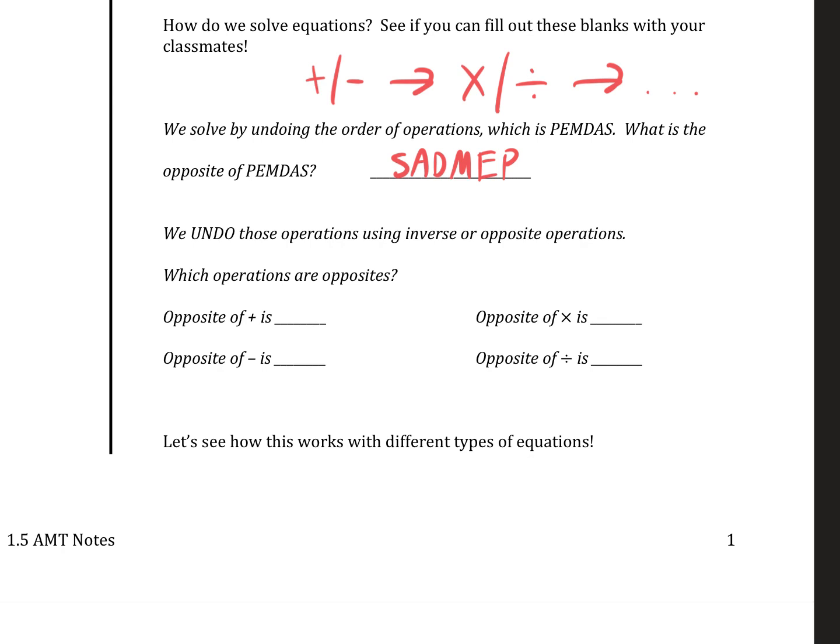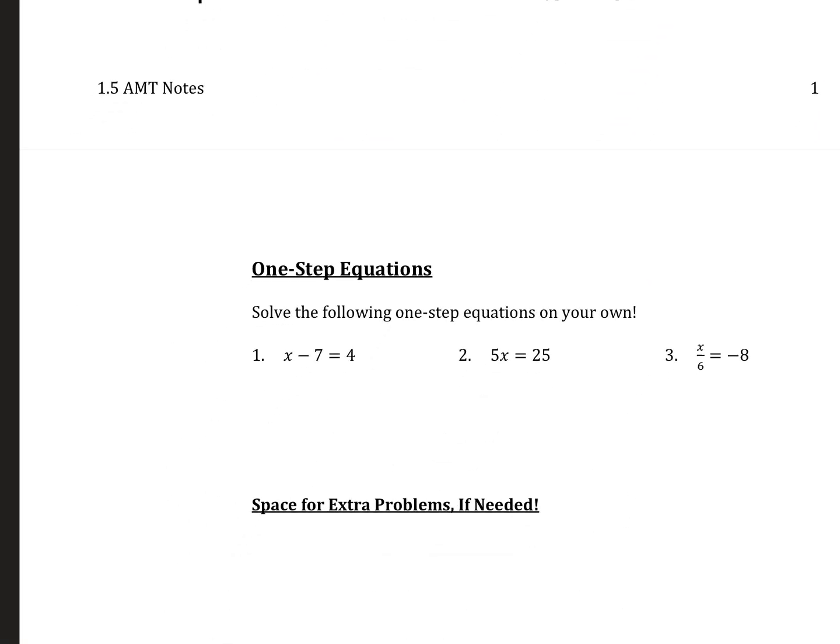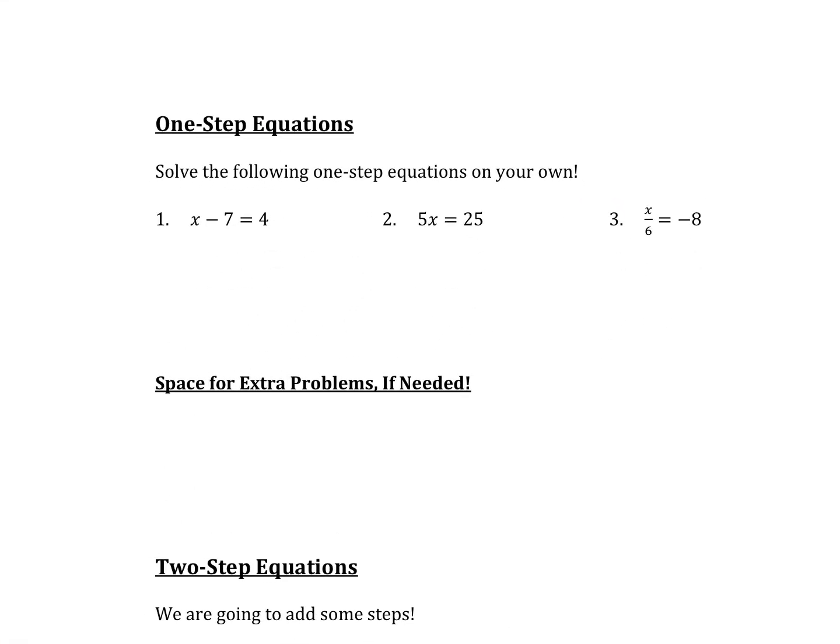What's the opposite of addition? Subtraction. Opposite of subtraction is addition. Opposite of multiplication is division. Opposite of division is multiplication. So let's see how this works down here. Okay, we have some one-step equations.